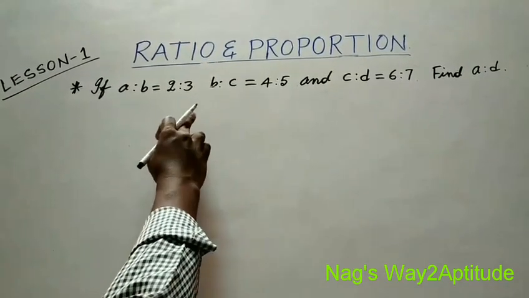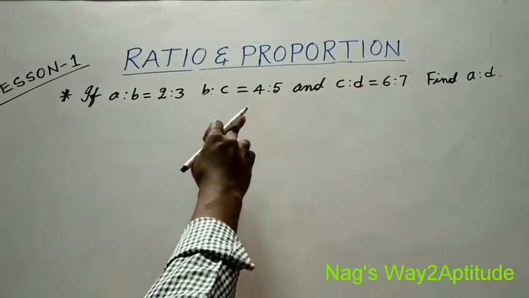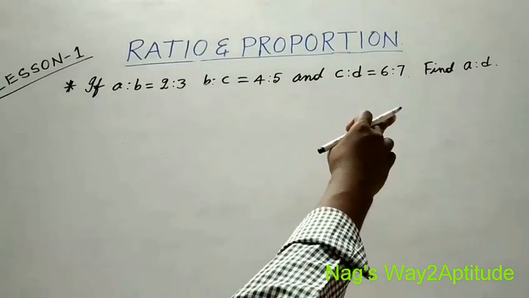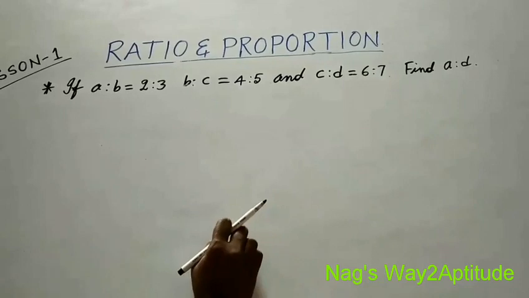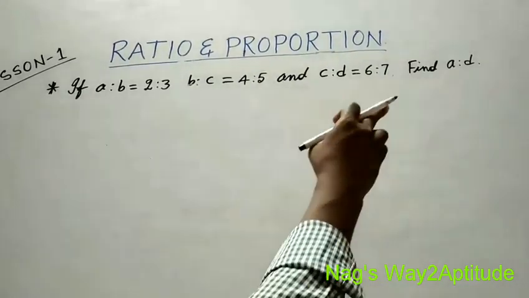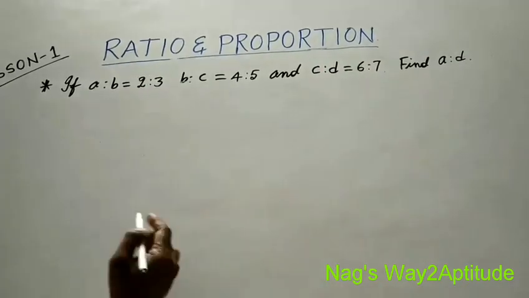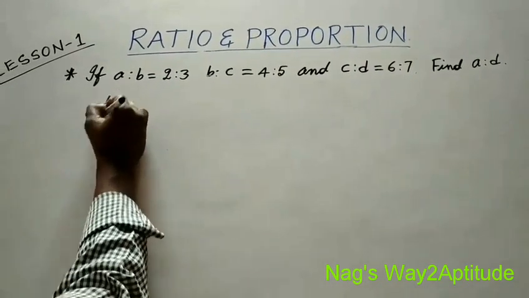If A is to B is equal to 2 is to 3 and B is to C is equal to 4 is to 5 and C is to D is equal to 6 is to 7, find A is to D. Here we need not find out A is to B is to C is to D. We have to find only A is to D. So go for chain method.